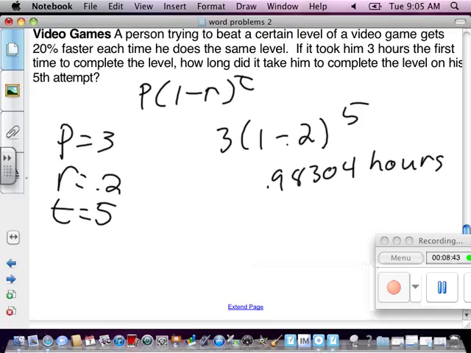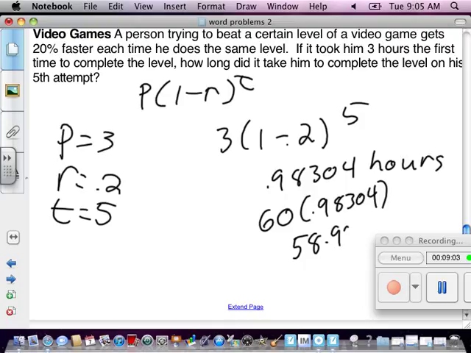What does that mean? How would I figure out how many minutes that was? What would I do? Times it by what? 60, because it's how many minutes are in an hour. And this is going to give me the number of minutes, which is 58.98 minutes. So I times it by 60 because I know how much this is of an hour, and if I want to find how many minutes it is.